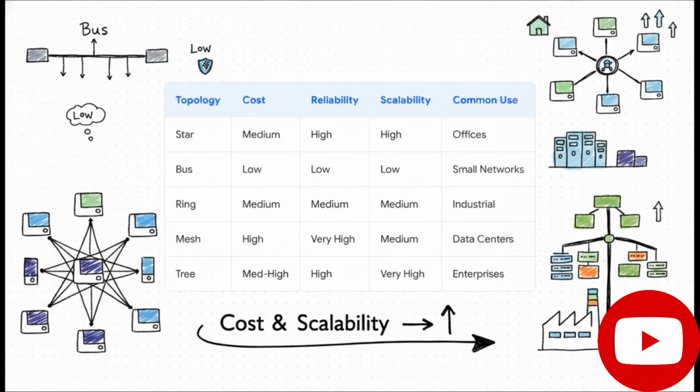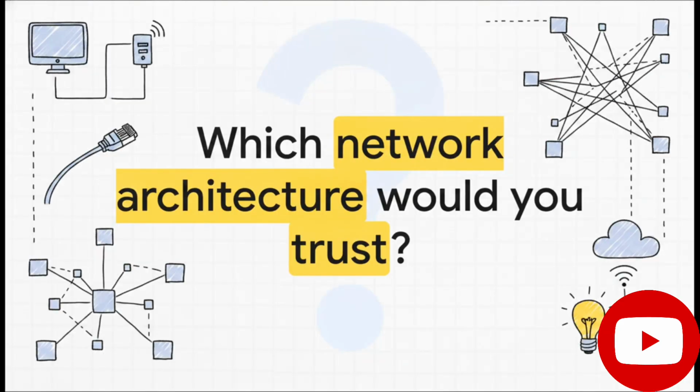If you need massive scalability for an enterprise, Tree is your medium high-cost solution. And finally, if you need the absolute highest fault tolerance for something like a data center, you pay the premium cost for a mesh setup. Ultimately, network topology defines the literal shape of our communication. It dictates the physical wires and the logical rules that allow information to flow across the globe in milliseconds.